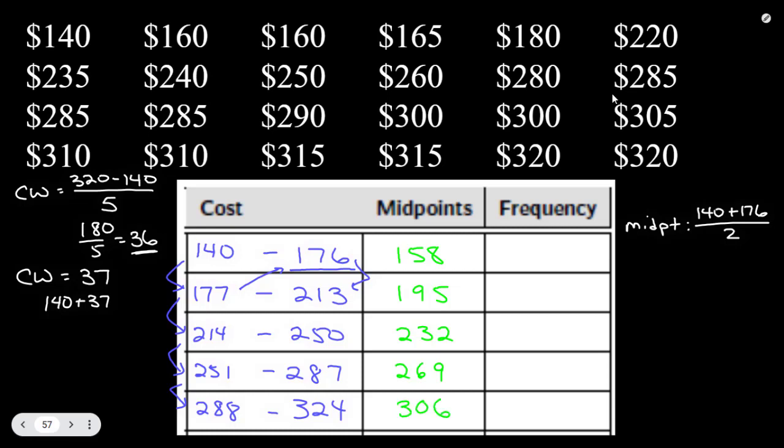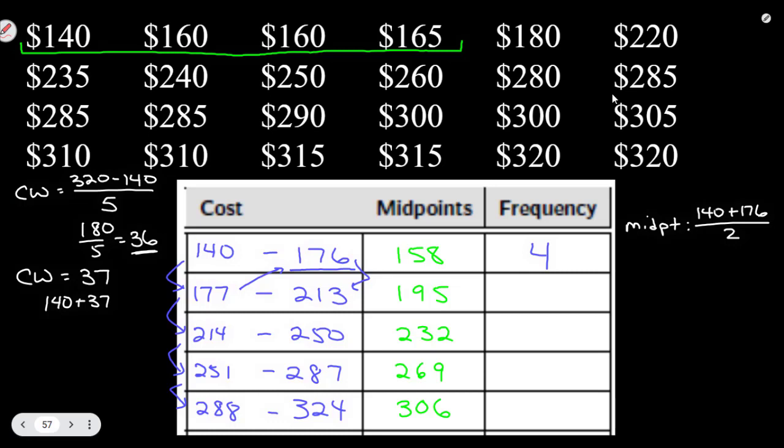All right, so now that we've got the classes figured out and the midpoints figured out, we're going to go ahead and find the frequency of each. So the first class runs from 140 up to 176. So that's going to be 140 up to 176, which is going to stop right there. And there are 4 items in that class.